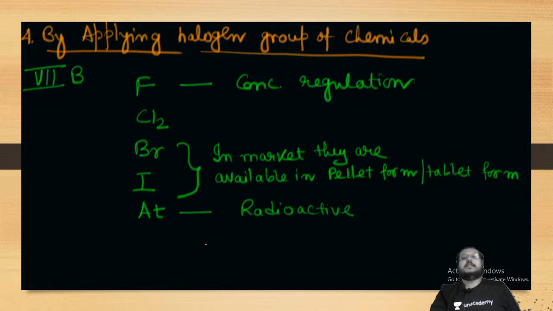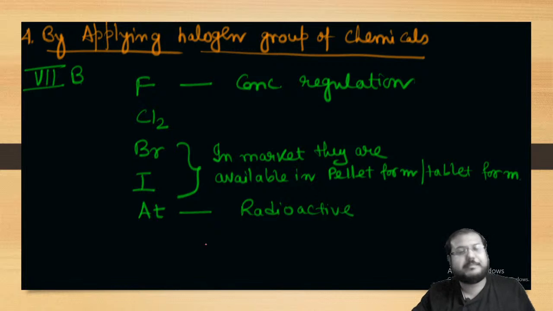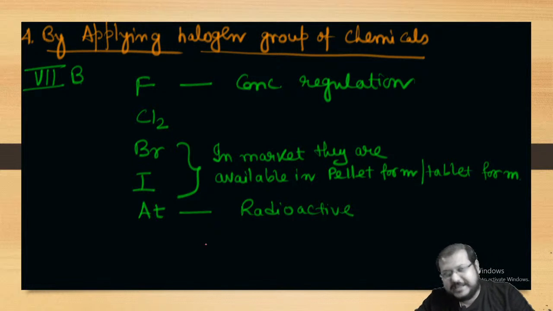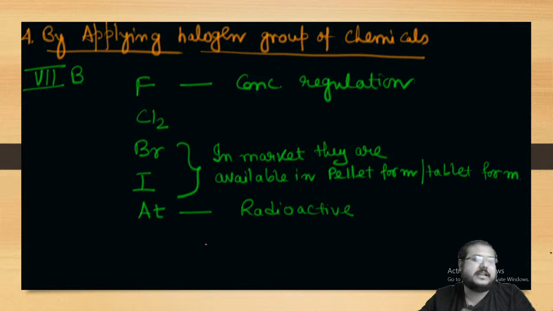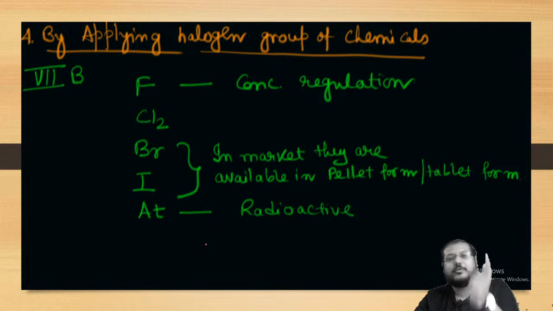The chlorine, bromine, iodine, even bromine and iodine is better than chlorine, but in market they are only available in pellet form, tablet form, which is not useful for bulk process. So what will happen? As they are not useful for bulk process, that's why chlorine. So if your team has 5 people, 4 of them are leaving like this, only one, chlorine, is left, but the disinfection power of chlorine is less than bromine and iodine.